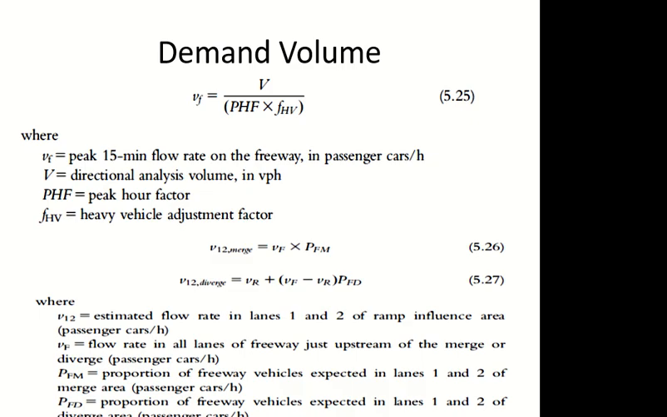The second step is to find out the flow rate total, which is VF. So total volume divided by peak hour factor and factor of heavy vehicles. The total volume of the freeway, not the ramp, freeway. Then you will find out the flow for the first two lanes. If your highway has only two lanes in one direction, then this step is not required.